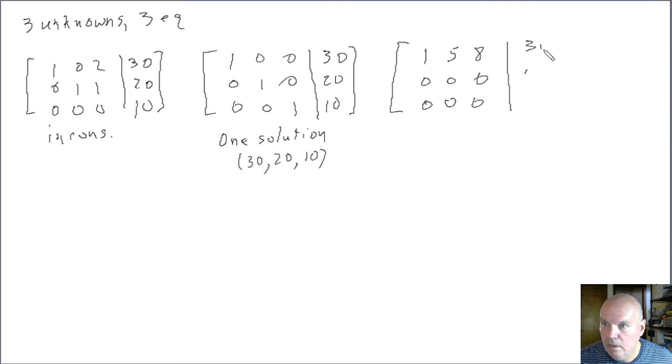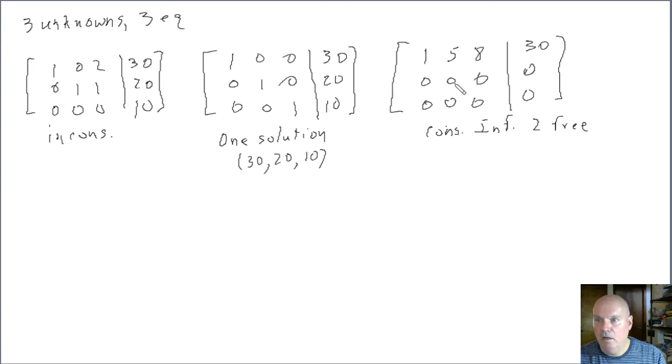So 30, 0, 0. Okay. Consistent, infinitely many solutions. I have 2 free variables. In this case, y and z would be free variables. I could have the case where there's only 1 free variable as well.